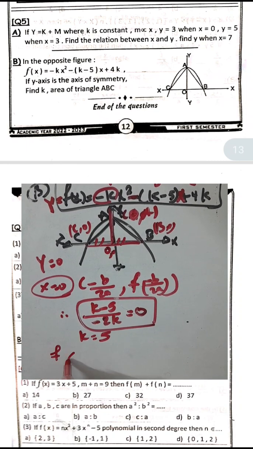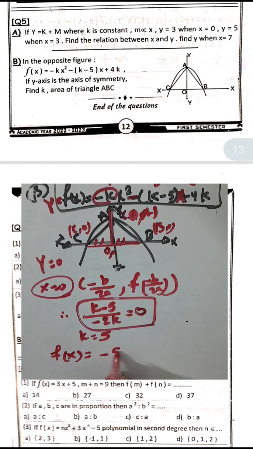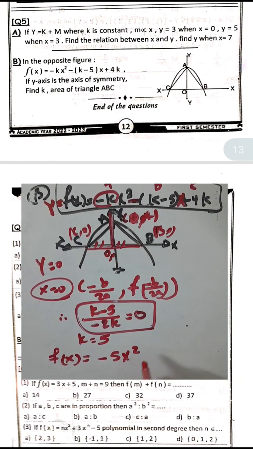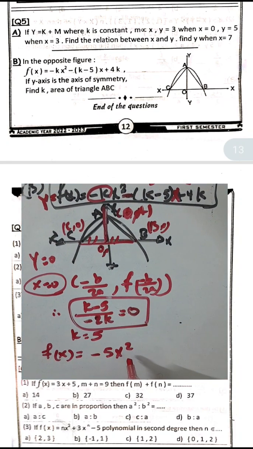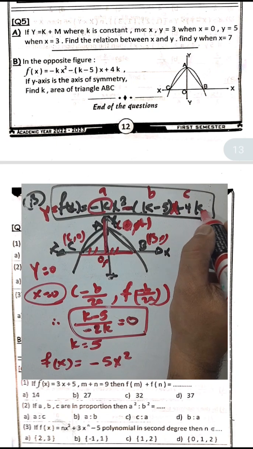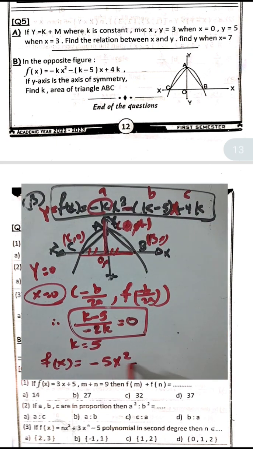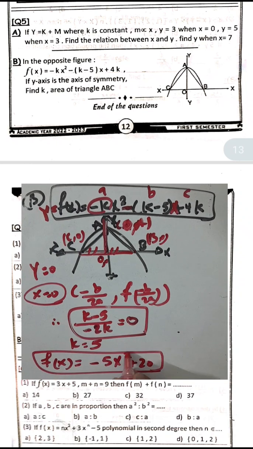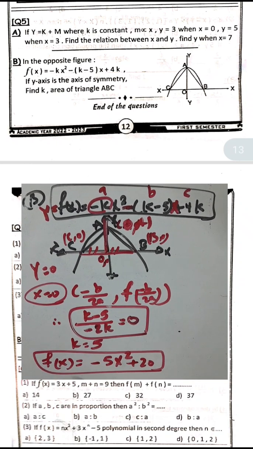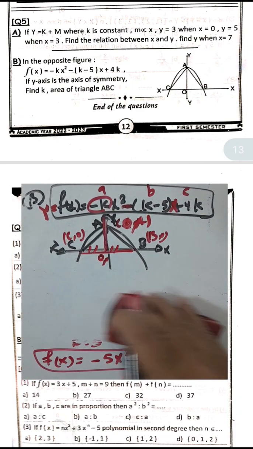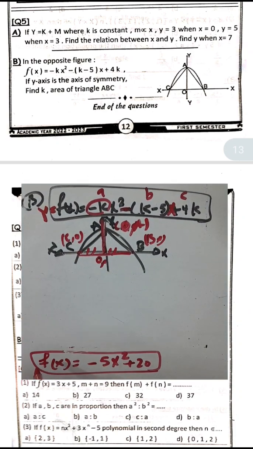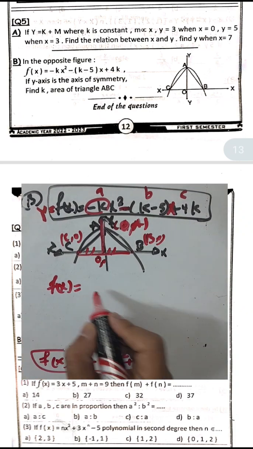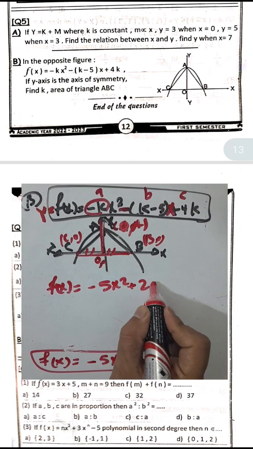Then we can find the function. Write k equal 5: negative 5 x squared, and put k equal 5 here. Then we cancel it. The result will be negative 5 x squared plus 4k, 4 times k, 4 times 5, it will be 20. The function is negative 5 x squared plus 20. Okay, it's the function. Then we found the function here. To find this point here, f of x equals negative 5 x squared plus 20.